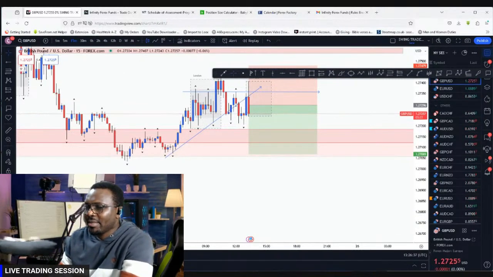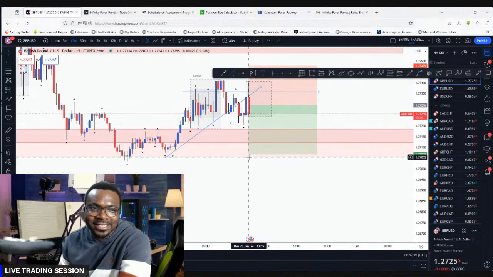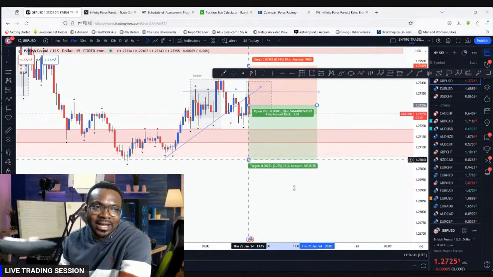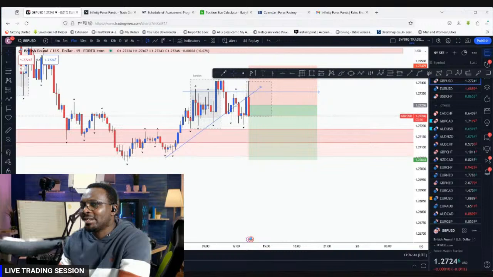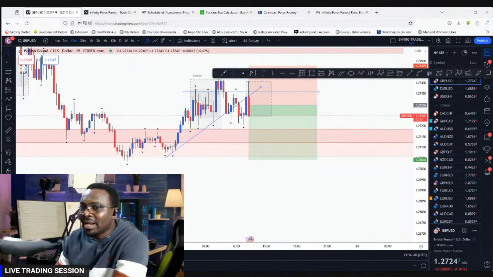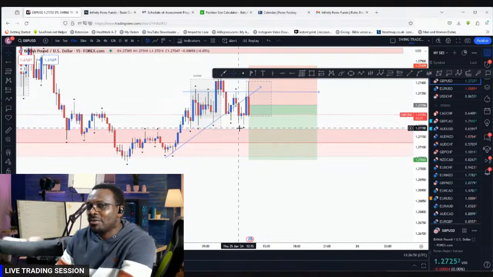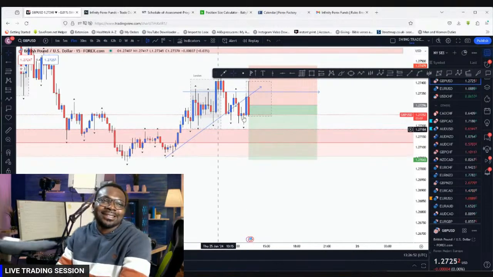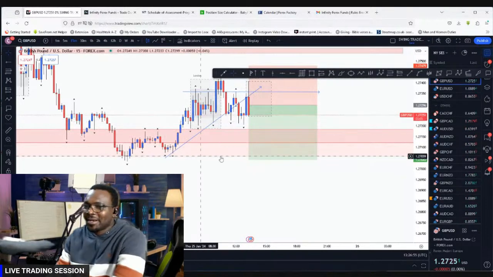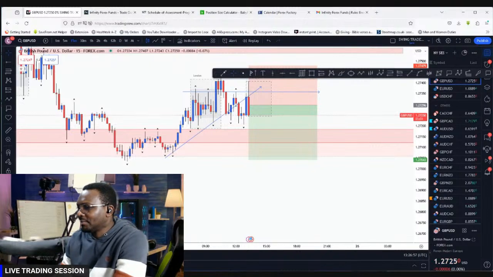Consolidation. I'm not changing my bias. I'm still looking at the sell market to play out. I'm still confident about that, but it depends. The market can go up, but I feel that the liquidity should be what they go for, isn't it? Come on. Look at the money everywhere. So they should go for that.